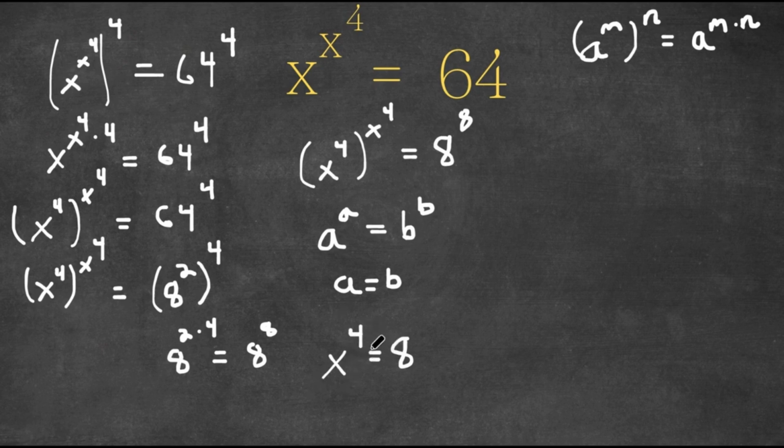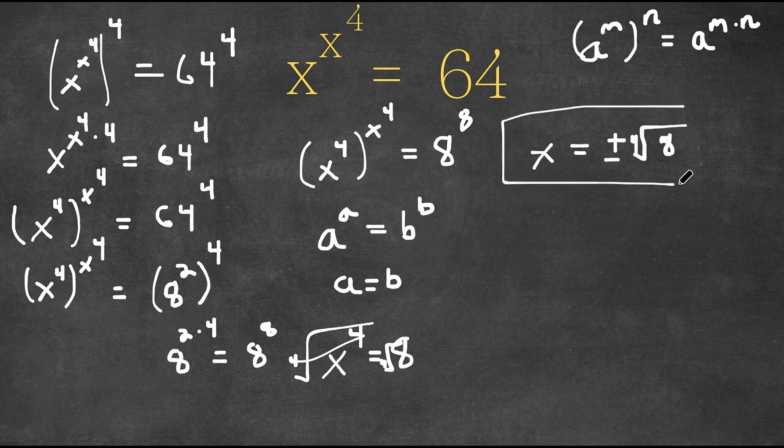To cancel out this power, I'm going to take the 4th root on both sides. Then these two cancel out, and I get x is equal to positive or negative 8 to the 4th root. So this is our answer.